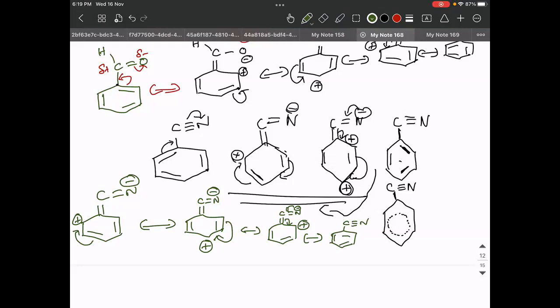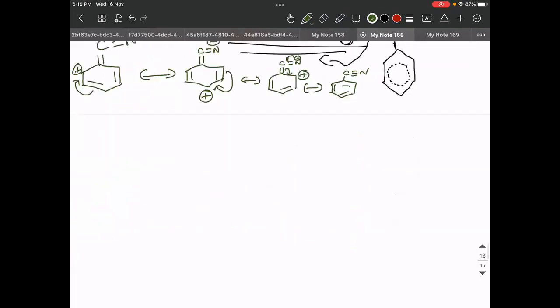Okay, is it clear? So that's all about your resonance effect. This shows the positive and negative effects. So the very strong deactivating groups, if you look, are NO2, CF3, NR3+. All of these can pull the electron very strongly.